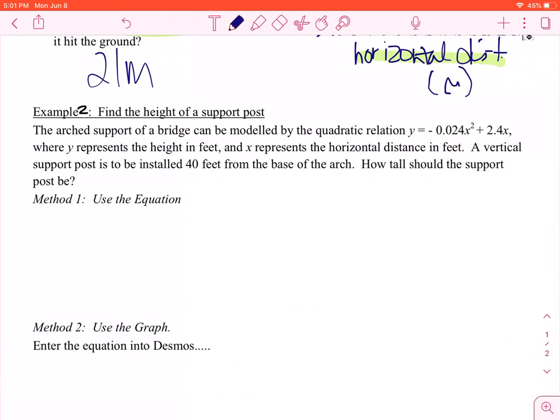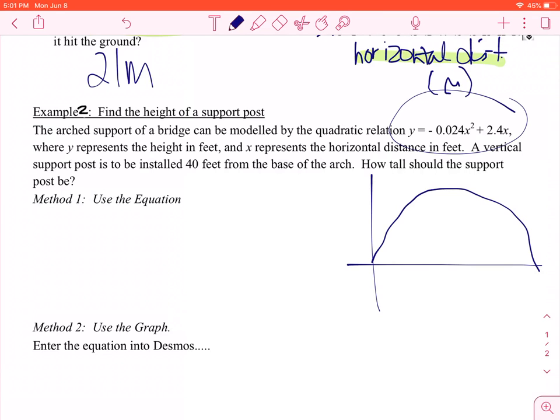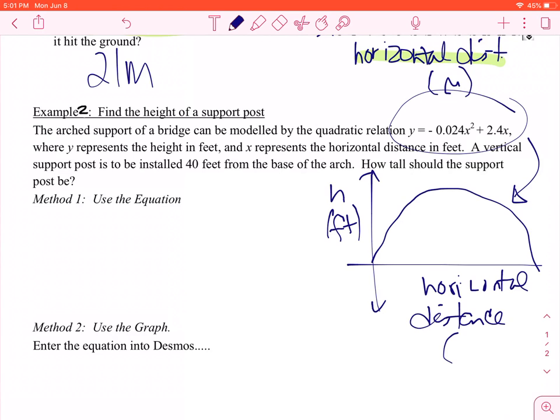For this one we're going to draw a little picture to help visualize what's happening. The arch support of a bridge can be modeled by this equation. I'm just going to draw a bridge, and this equation is represented by my drawing, where y is the height in feet, and x represents the horizontal distance, also in feet. This is just a visual to understand what it could look like.